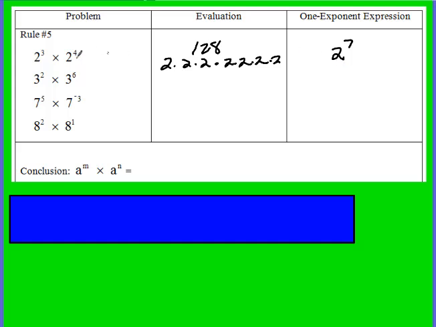Right? So if we look at this next one right here, 3 to the 2nd times 3 to the 6th, what would my 1 exponent expression be? Well, in this first one we did 2 to the 3rd and 2 to the 4th. 3 and 4, what did I do to get 7? I added the exponents together. So for this one, if I wanted to write a 1 exponent expression, it would be 3 to the 8th. I keep the base, and I take my exponents and I add them together. For these next two right here, what I'd like for you to do is write for me the 1 exponent expression, and then we'll talk about the conclusion.